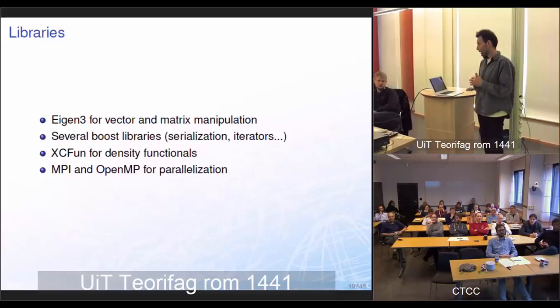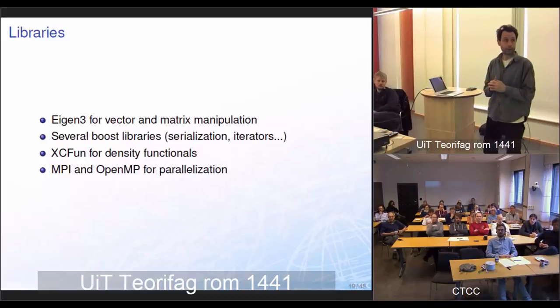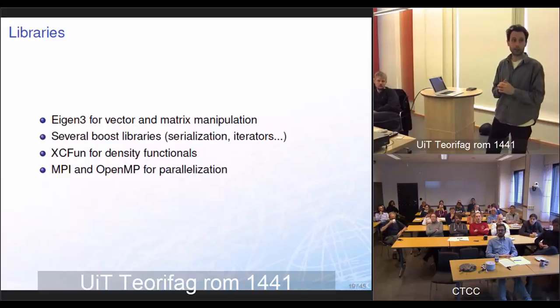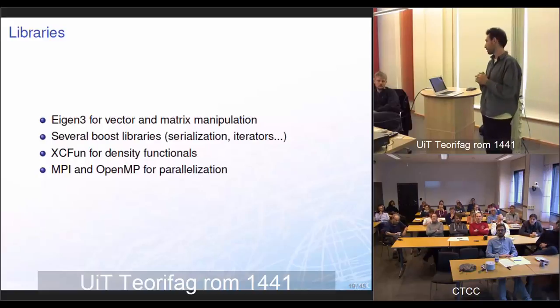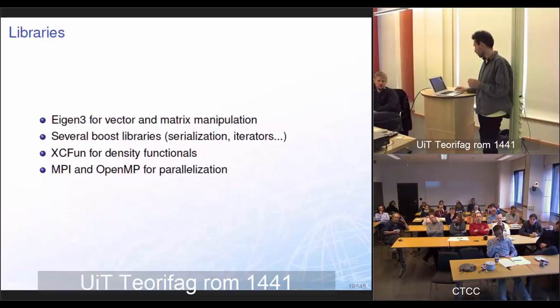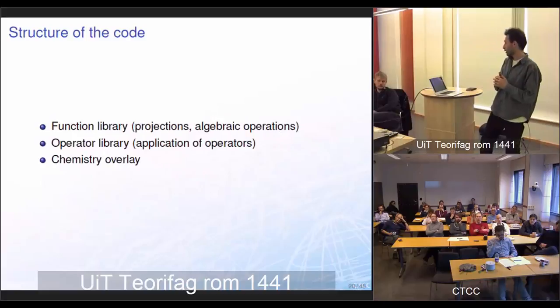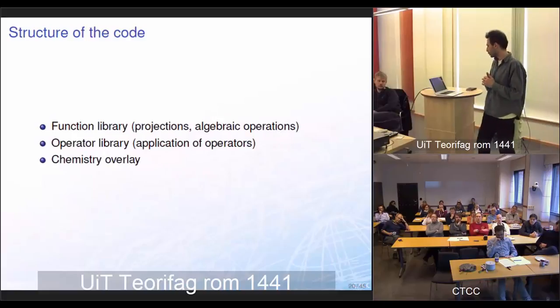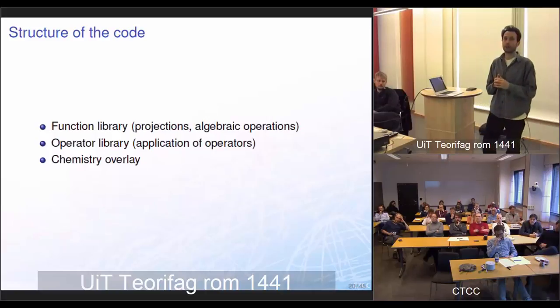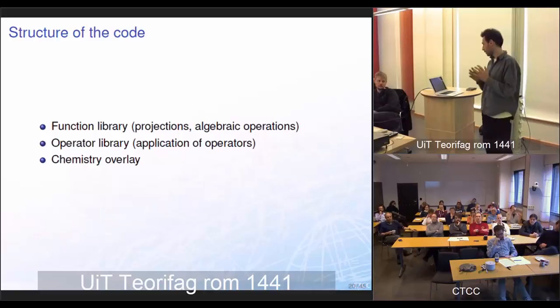For DFT, we use XCFun for density functionals, and MPI and OpenMP, mostly OpenMP so far for parallelization. We are working on better MPI parallelization, which is not ideal so far. We have 3 libraries, now actually 2, one for functions and operators, and one for the chemistry part, where we do things like XC, properties, orbitals, densities, all the overlay to deal with chemical parts.